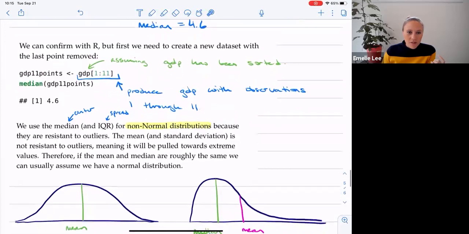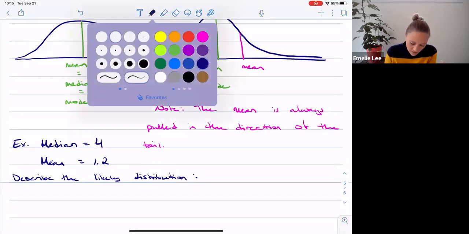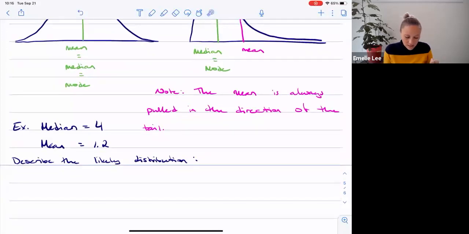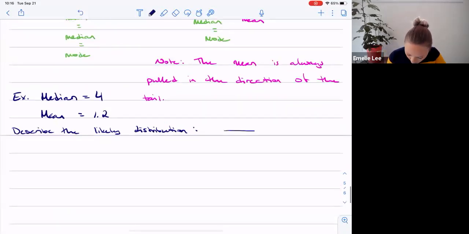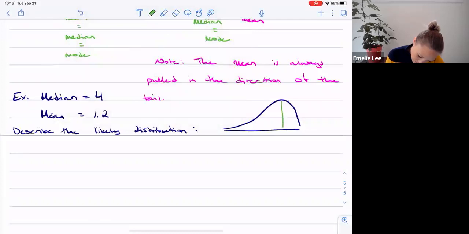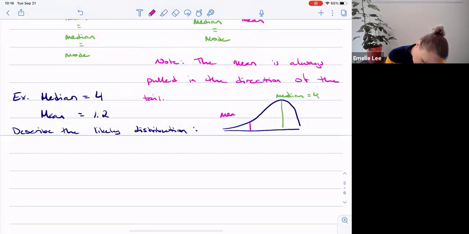Okay, so we got a couple of different options coming in here for this example. If I have to describe this, the most likely distribution, right? What I like to do is draw something similar to this and just visualize it. I've got the mean is 1.2, so it's going to be to the left of the median, but the median is always going to hang out at the lump, right? So what it's going to look like is potentially this type of distribution, where the median is 4, and maybe here the mean is 1.2. So it would be skewed.